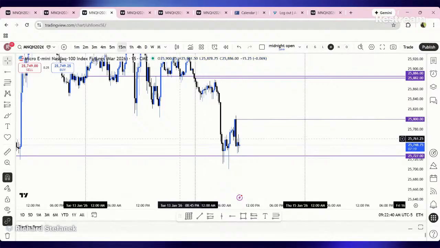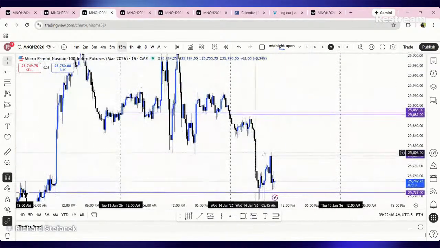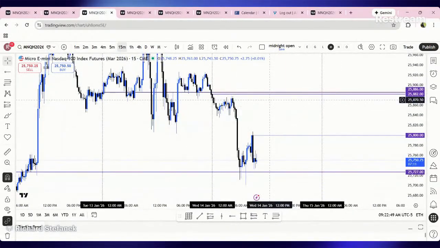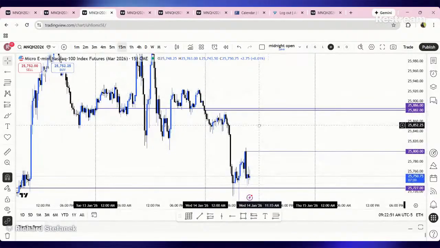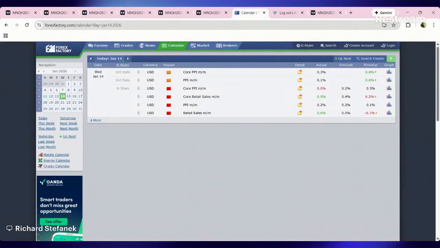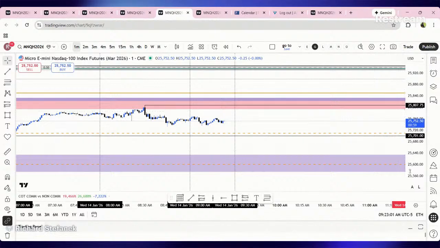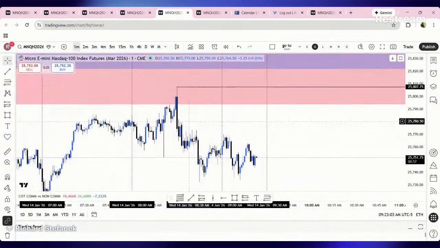I'm seeing the opposite. Here's a midnight opening price from Monday, so you can see how they utilize those a lot. Here's the 8:30 opening price. We did have PPI this morning, and that was a little bit of a flurry. Right here is that PPI news, right there, that candle right there.